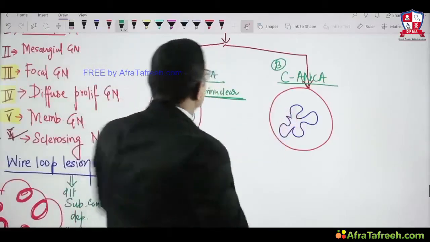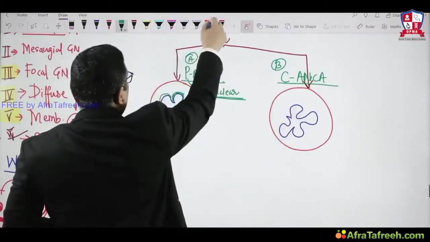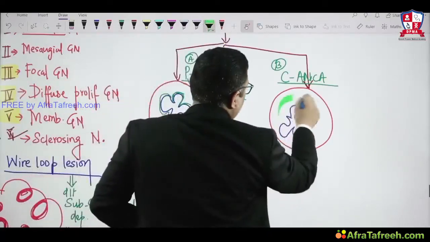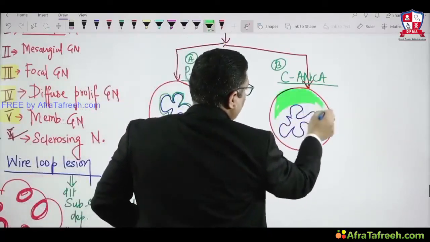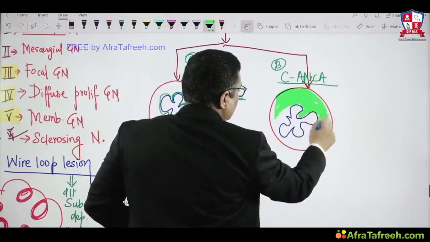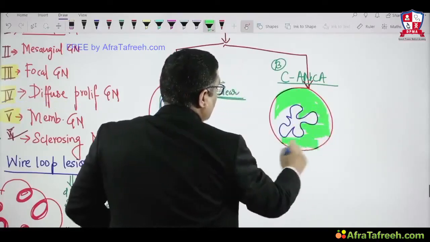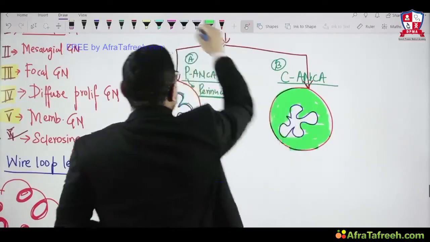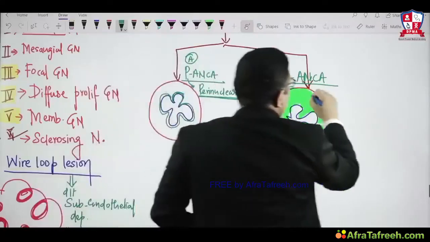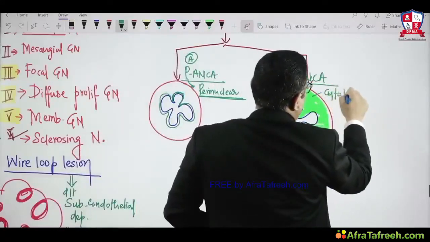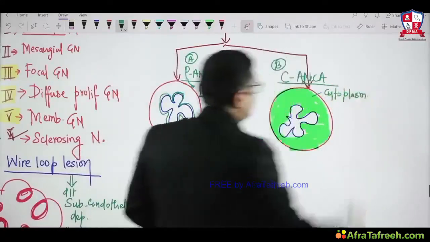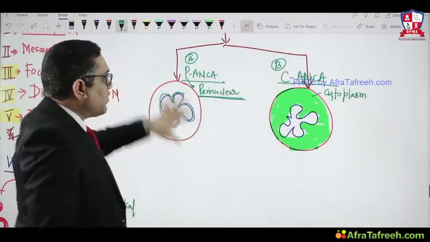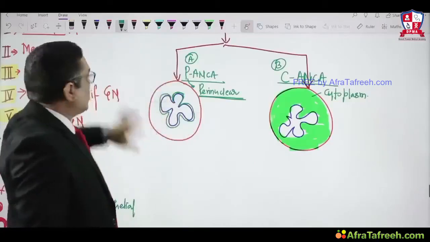Whereas in C ANCA, you will notice that the entire cytoplasm will be green, because the entire cytoplasm has antibody. So they are called C ANCA, C stands for cytoplasmic. That is the difference. When the entire cytoplasm is green, it is C ANCA. When it is green around the nucleus, it is called P ANCA.